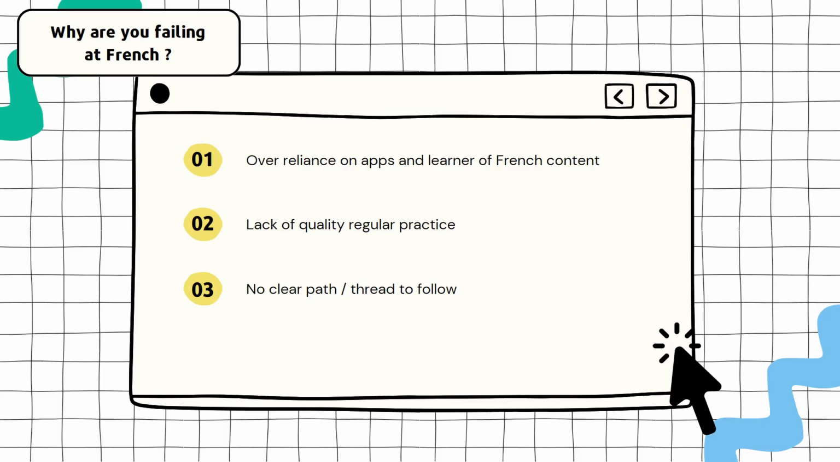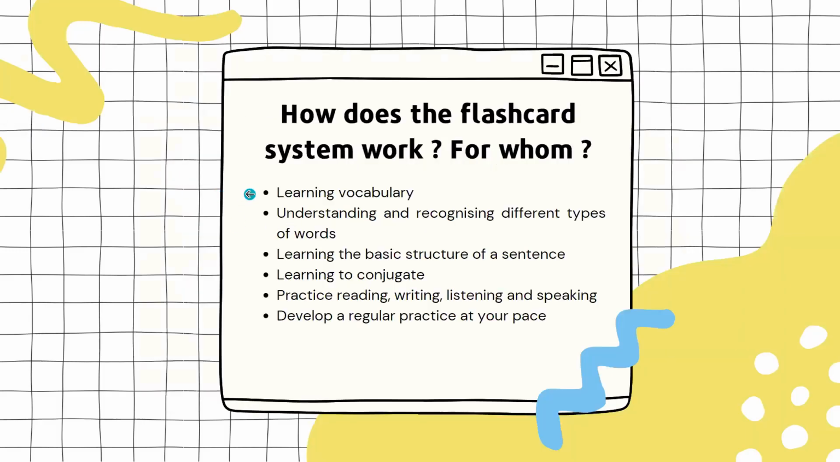So the flashcard system will address that because first it will teach you how to learn vocabulary with the pictures and the spelling of words and the video so that you can practice saying the word correctly. It will help you understand that not all words are the same and there are different types of words and they are placed at different places in a sentence. They're used differently. It will also teach you the basic structure of a sentence, enabling you to create your own sentences and be able to write, read, listen to French people and speak. And also, it's a very good home practice that you can do at your own pace.